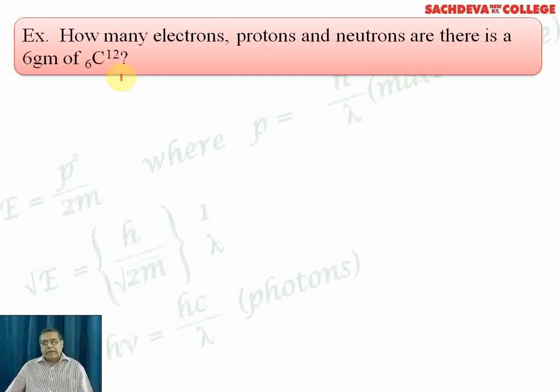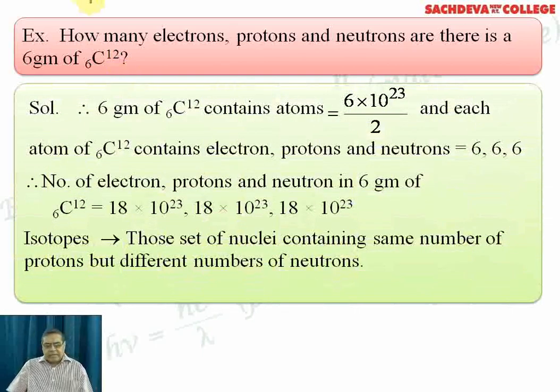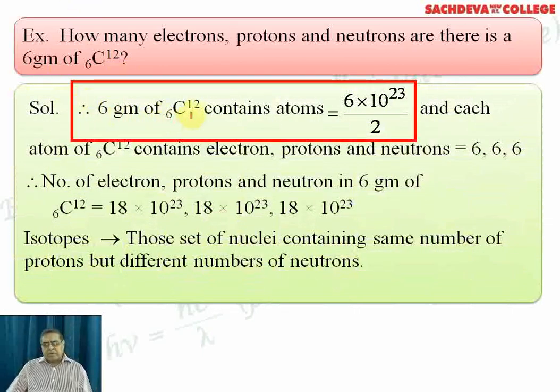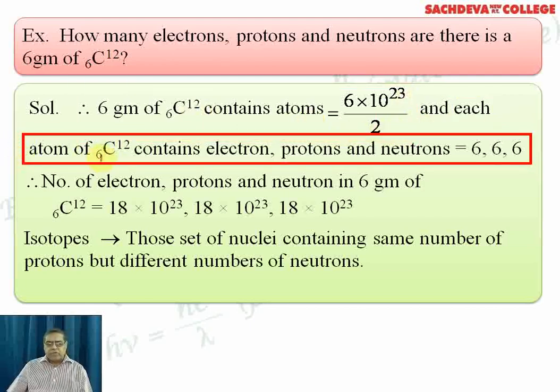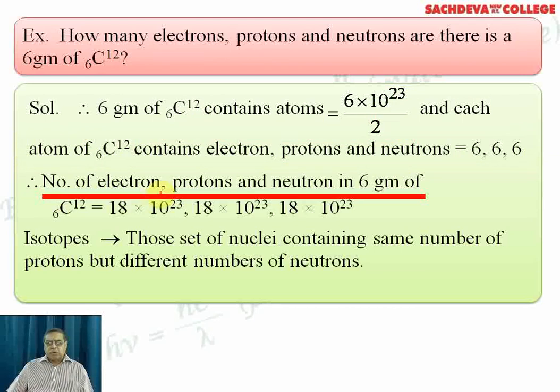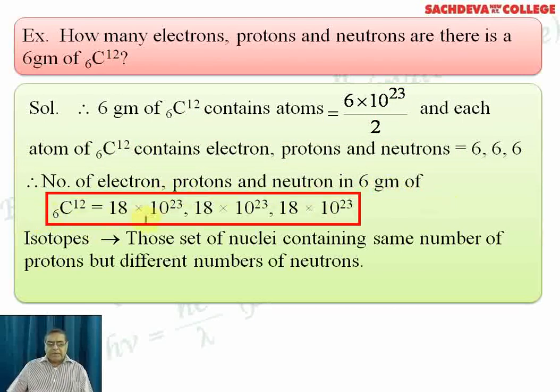Now, how many electrons are present? We will calculate it like this. 6 grams of carbon-12 contains 6 × 10^23 over 2 atoms, and each atom of 6C12 contains electrons, protons and neutrons, that is 6, 6 and 6. So the number of electrons, protons and neutrons in 6 grams will be 18 × 10^23 in all 3 cases.